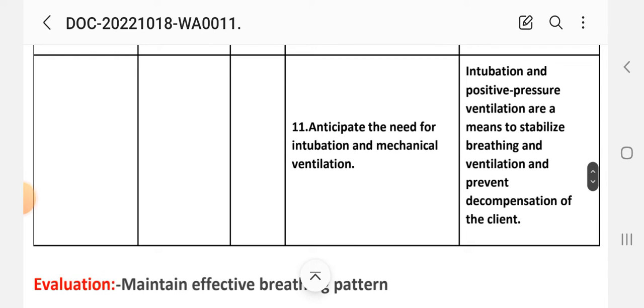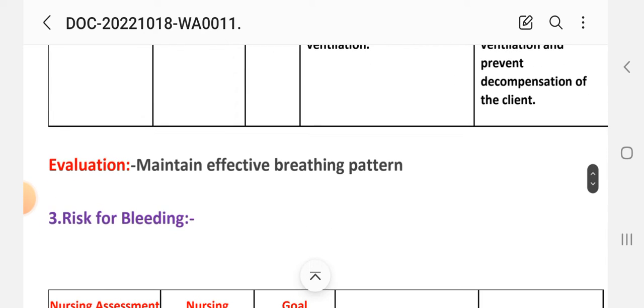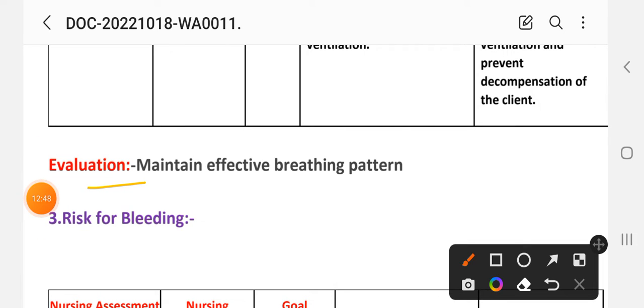Next, 11, intervention: anticipate the need for intubation and mechanical ventilation. Intubation and positive pressure ventilation are a means to stabilize breathing and ventilation and prevent decompensation of the client. After providing these interventions, we write here the evaluation for the second care plan: maintain effective breathing pattern.